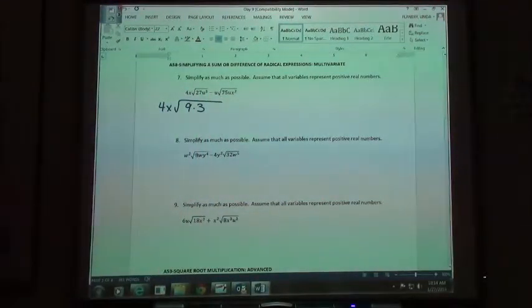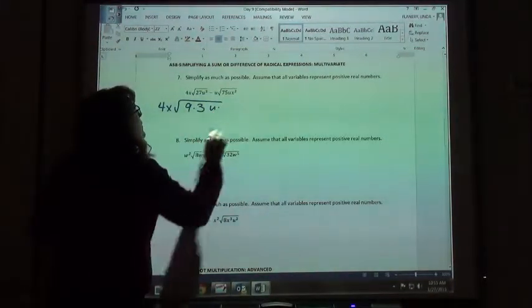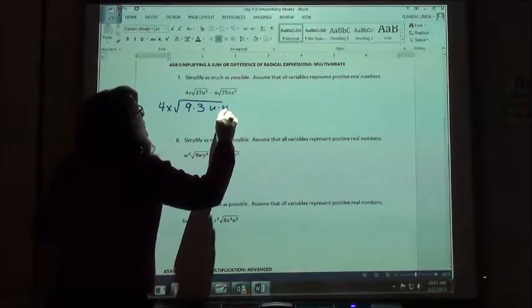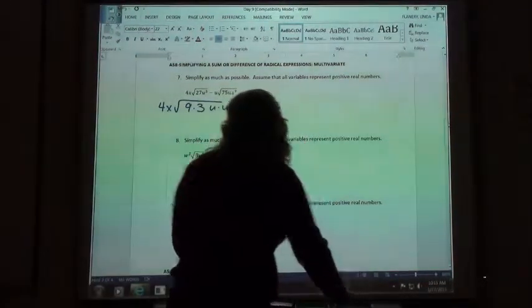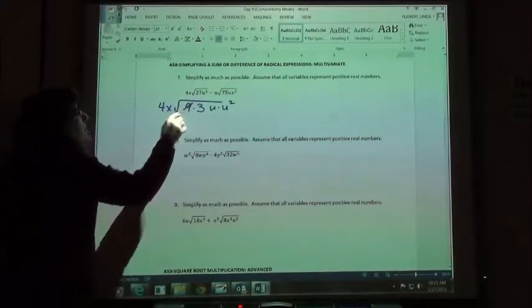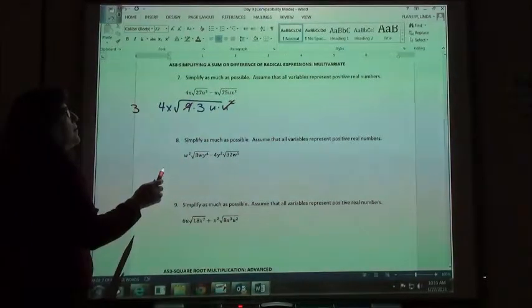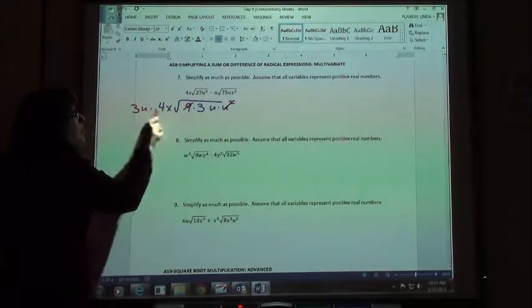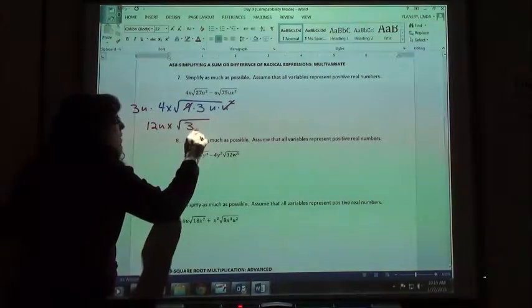I have a u to the third. Since it's odd, I want to change that to a u and a u squared. Right, it took out 1, so I got 2 left. u times u squared. Taking out my perfect squares. The square root of 9 is 3. The square root of u squared is u. So I have 3u times 4x, which would be 12ux. And then I have the square root of 3u left over, right?